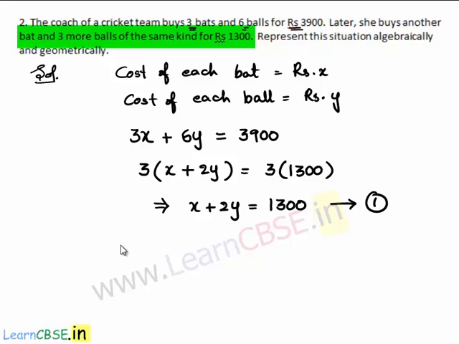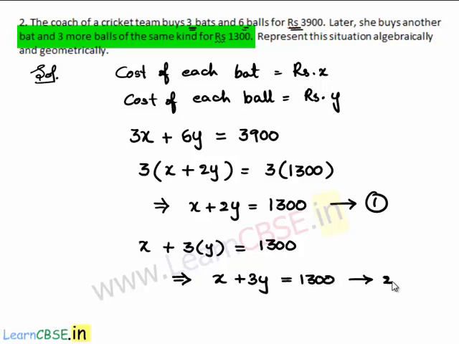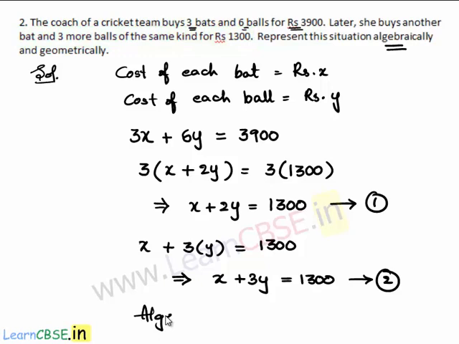Now using the second condition, we can write the cost of 1 bat is nothing but X rupees and the cost of 3 balls is nothing but 3 multiplied by Y. This is equal to the total cost, which is 1,300. So this can be written as X plus 3Y is equal to 1,300. Equation 1 and equation 2 represent the given situation algebraically. This is nothing but the algebraic representation.